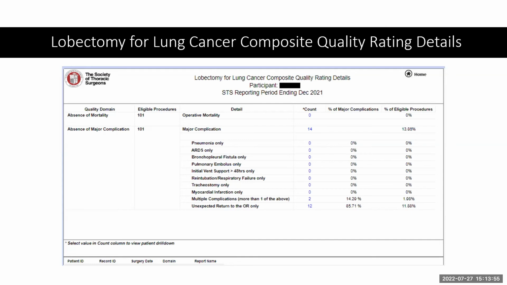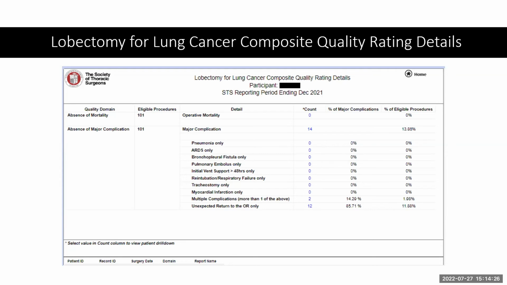And I do want to note also here that if the patient had more than 1 event, so say they got pneumonia and had a trach, you will not see it listed under pneumonia and trach. They are going to fall under the multiple complications row, second from the bottom, because that's where they put anybody that had more than 1 complication.